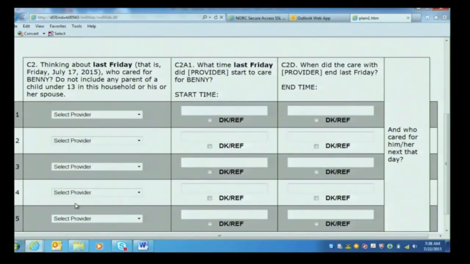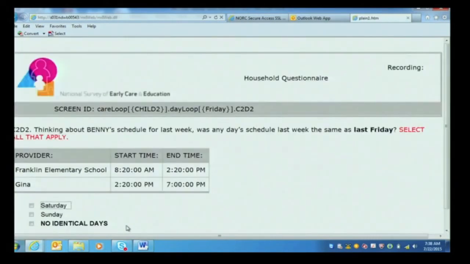Thinking about last Friday, who cared for Benny? Benny was at Franklin Elementary School from 8:20 to 2:20. And then my mother took care of him from 2:20 to 7, after which I was home from work. Okay, thinking about Benny's schedule, was any day's schedule the same as last Friday? There were no such days.